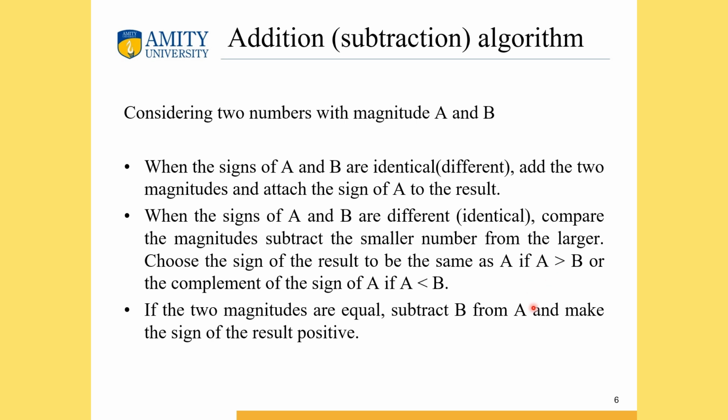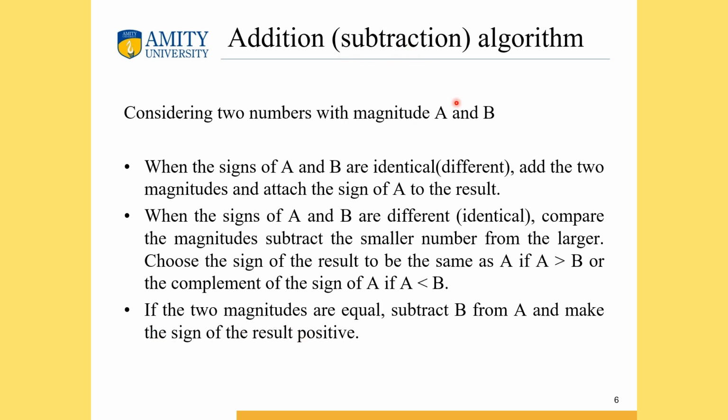and it will be the complement of A if A is small. So if A is positive and A is a bigger number than B, then the sign will be positive, but if A is smaller than B, then the complement of positive will be the negative sign, so we'll use the negative sign. If the 2 magnitudes are equal, we subtract B from A and the sign will become positive.